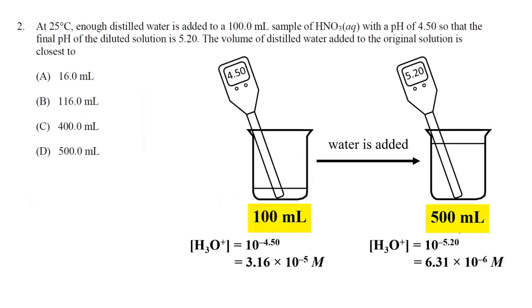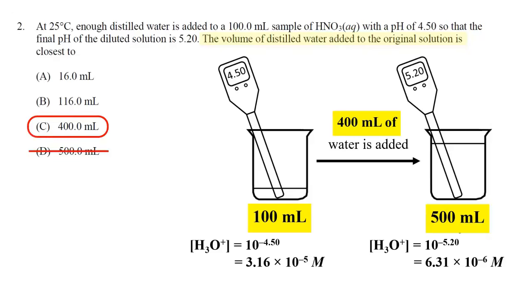Now, it's very tempting to choose choice D for this question, but if you read carefully, it says the volume of distilled water added to the original solution. That's what we're looking for. So we are not calculating the volume of the final solution in our answer. We're looking for the difference. So if we began with 100 milliliters and we added water and now we have 500 milliliters total volume, then you can see that that means that 400 milliliters of water is added.